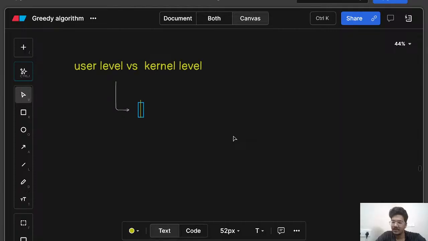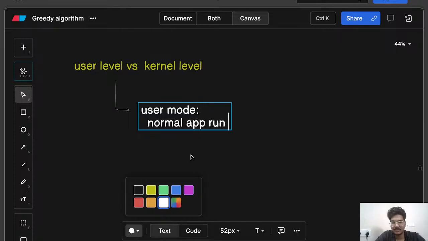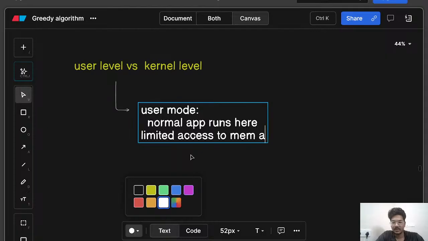The operating system runs in two modes to protect the hardware and system resources: user level and kernel level. Let's discuss user mode. Normal applications run here, with limited access to hardware and memory.